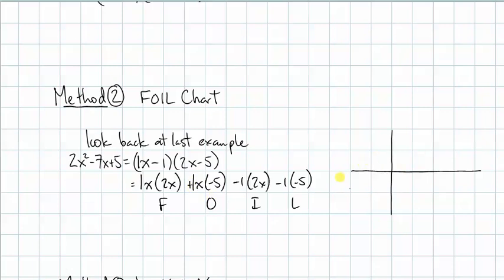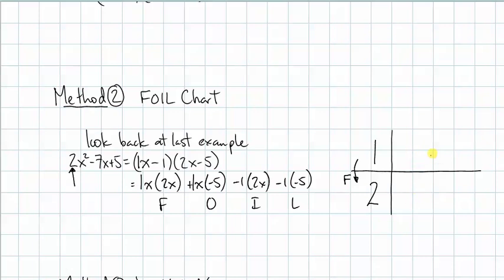What I'm going to do over on the right here is I'm making a chart. And in this chart, the numbers along the left side that I'm going to choose are going to make the F of FOIL. So I'm going to put the 1 and the 2 here, because I have 1x and 2x. Or, if we hadn't yet factored this, and we were starting from the trinomial, we'd look at that 2 and ask ourselves, what numbers multiplied make 2? Well, 1 and 2 do.